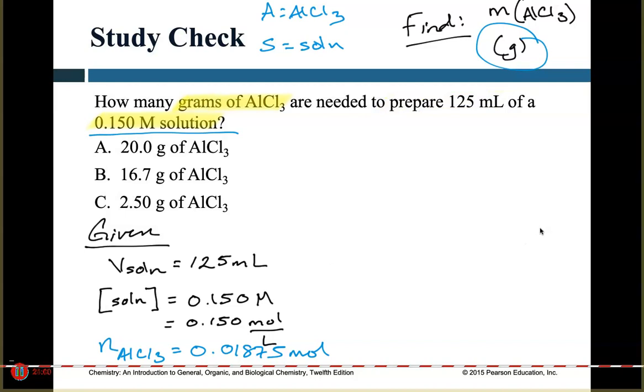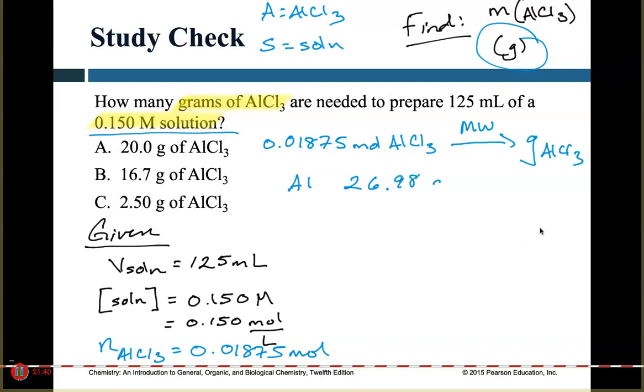So now for part 2, I need to go from the moles of AlCl3 that I have, and then I need to use the molecular weight, so maybe even draw it out as a plan. I need to use molecular weight to get to grams AlCl3. So what I'll need to do, again, is go to the periodic table and add up the molecular weights. So aluminum has a molecular weight of, we'll get some extra sig figs here, 26.98 grams per mole. I grabbed that right off the periodic table.